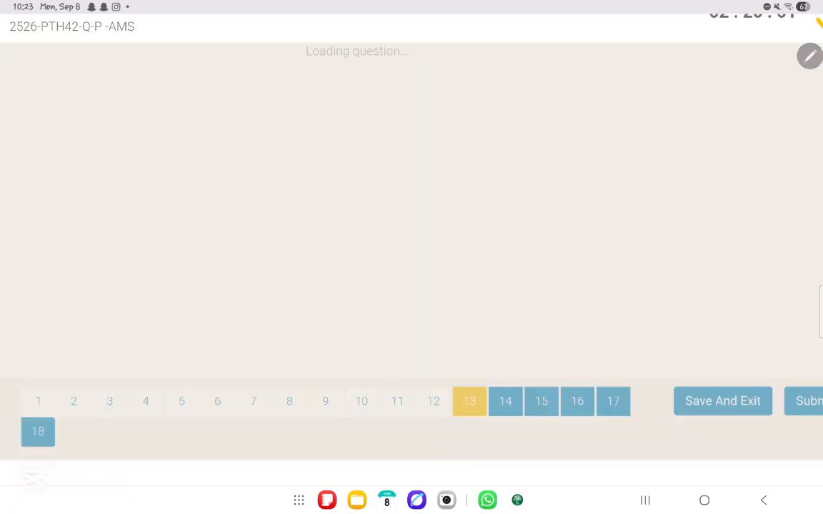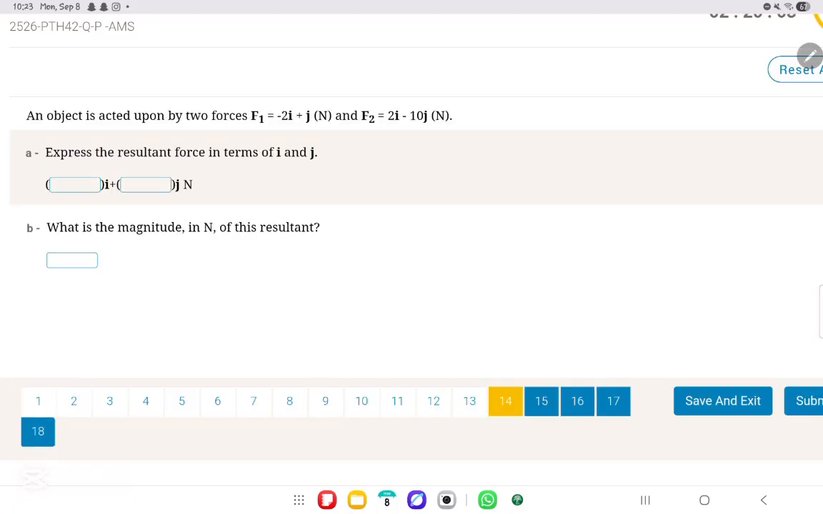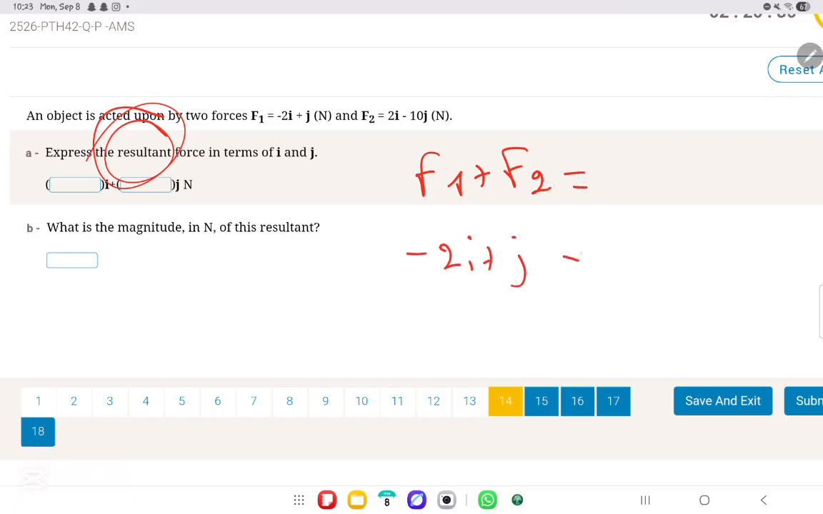Question number 14. An object is acted upon by two forces, F1 and F2. Whenever they ask for the resultant, it's different. For example, if you have force A and B, but then they ask you for BA, what are you supposed to do? A minus B. But in this case, they ask you for the resultant. When they ask for the resultant, you are supposed to add. So F1 plus F2, in this case, minus 2I plus J, plus 2I minus 10J.